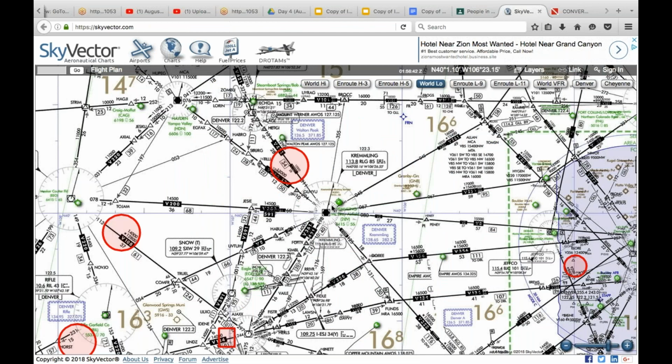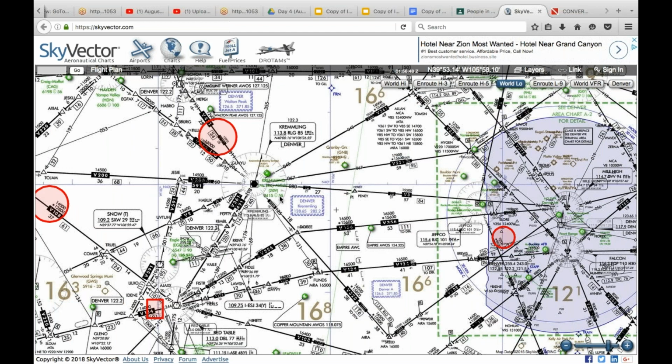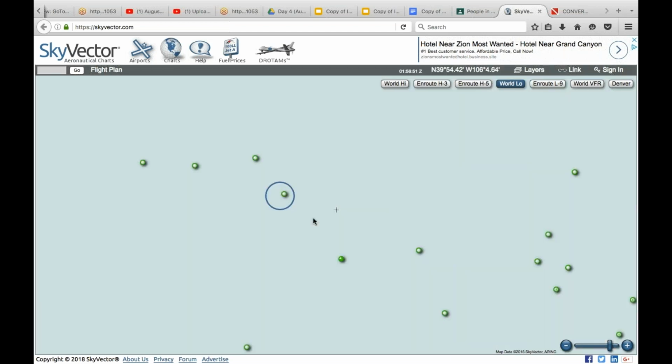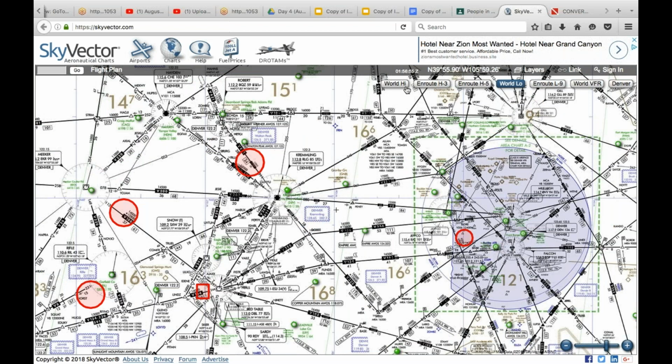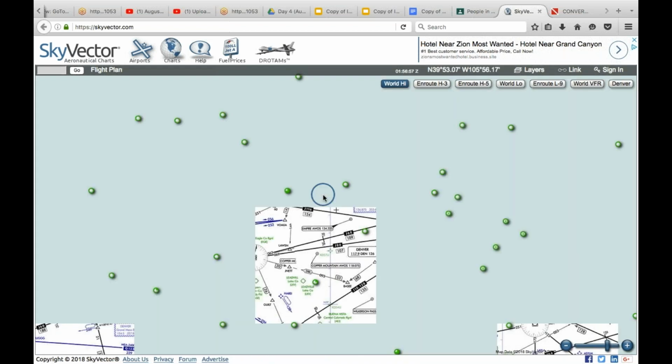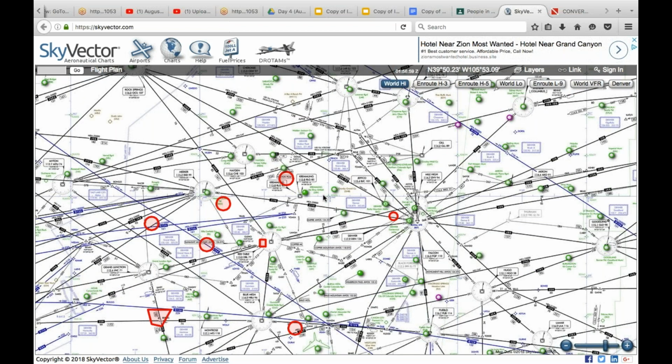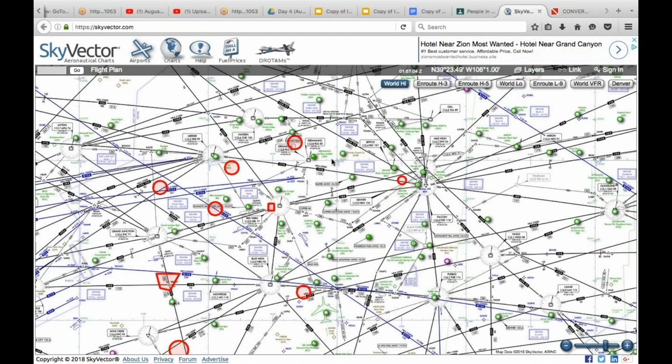I'll show you this here. We're in the high. Well, I mean, we can go to the world high, the far left one there. World high chart, and you'll see the high VORs. So if we're going, well, we're allowed to extend on a jet route. Are we doing that for this class?